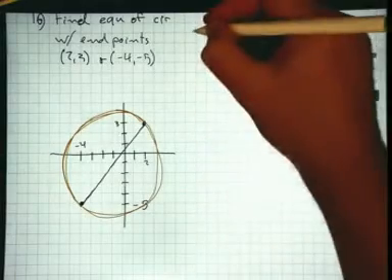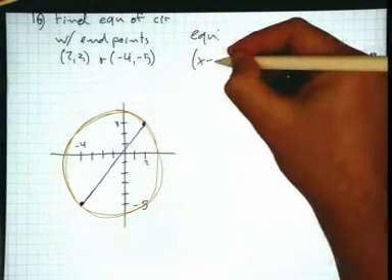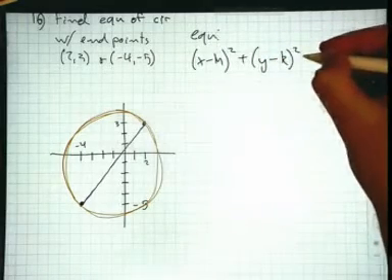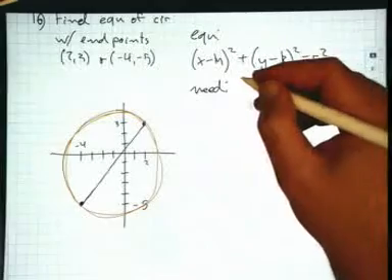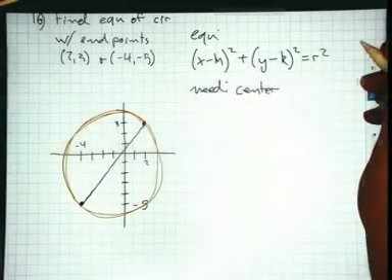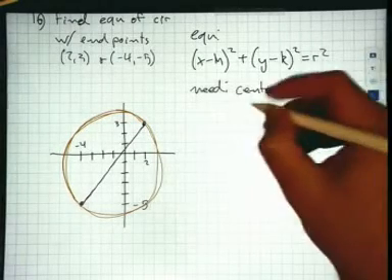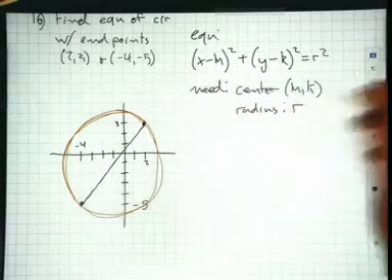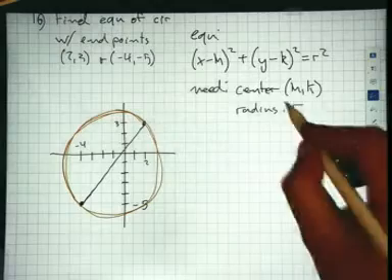When it comes to our equation, x minus h quantity squared plus y minus k quantity squared equals r squared, we need two things. We need a center, and the center is going to be at (h, k). And we need a radius, which is going to be r. So let's talk about the center.